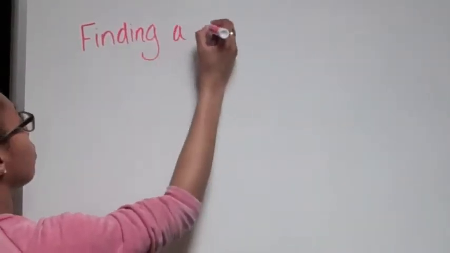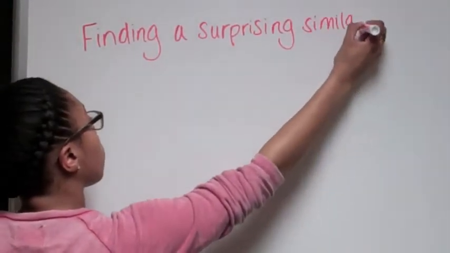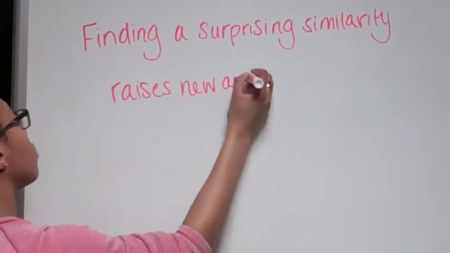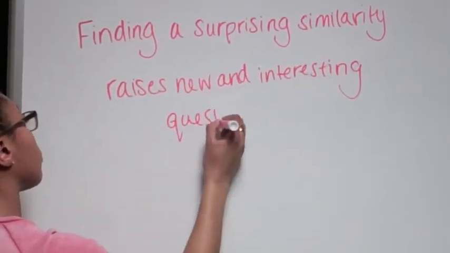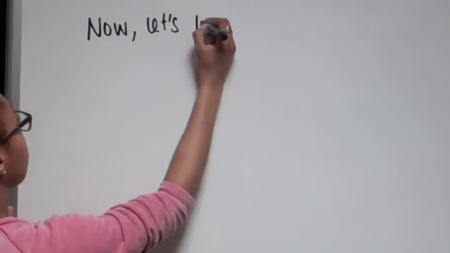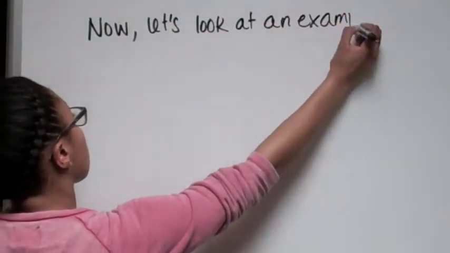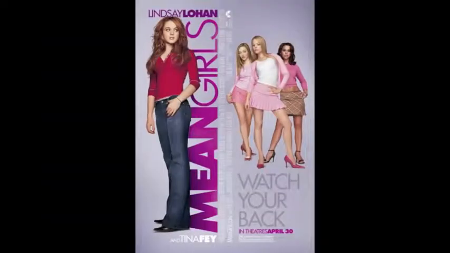Similarly, if you are analyzing two things that are obviously different, finding a surprising similarity raises new and interesting questions for you to pursue. Now let's look at an example and apply what we have learned to find difference within similarity. Let's take two popular movies, High School Musical and Mean Girls.